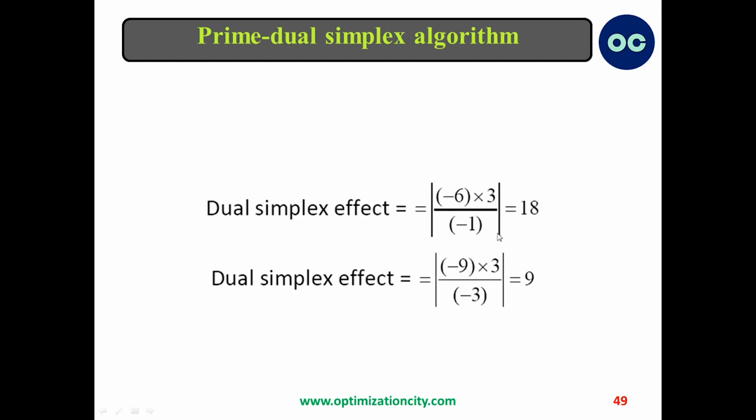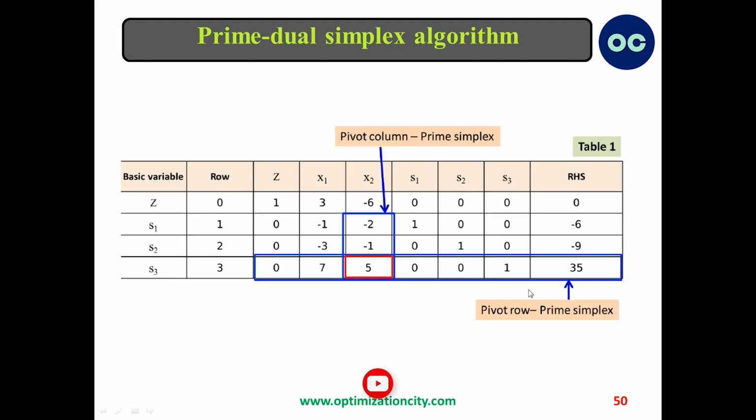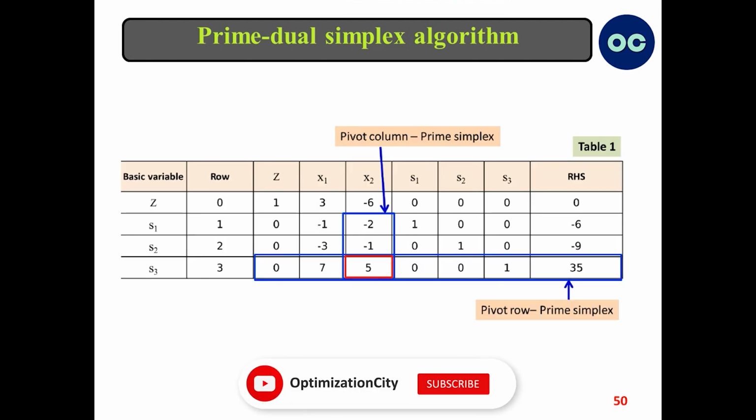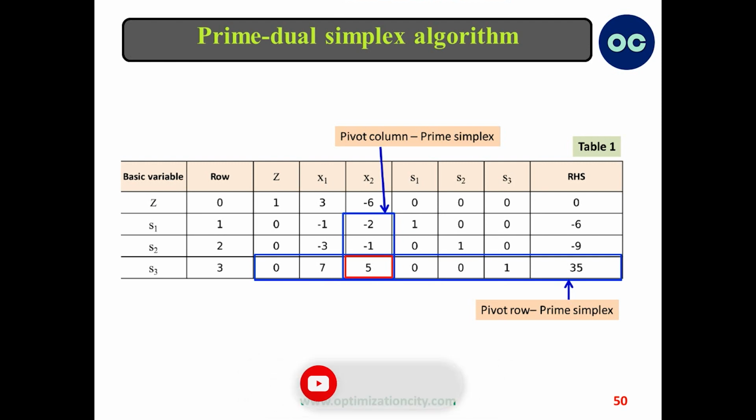As a matter of fact, we have the two dual simplex effects. One of them is 80 and the other is 9. Since the prime simplex effect 42 is the largest among the three effects calculated above, we will proceed with the new calculation using the prime simplex methods. So this calculation is done by the following. So we do the simplex method, prime simplex method, as we stated in the beginning of the course.